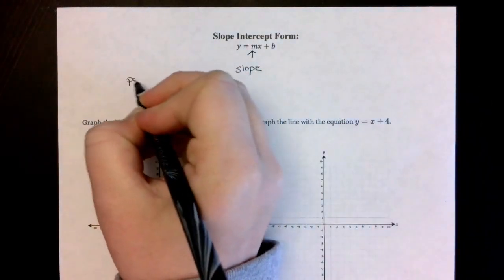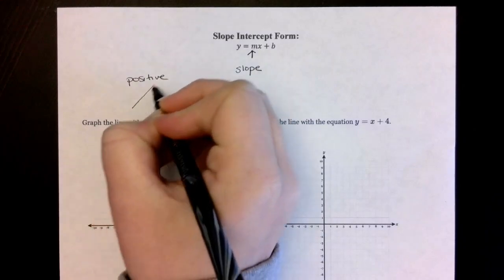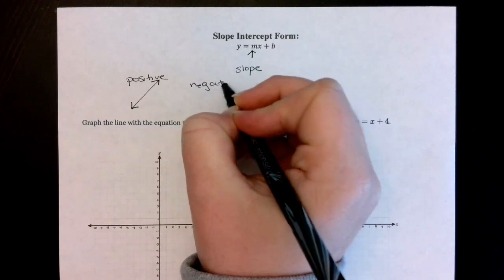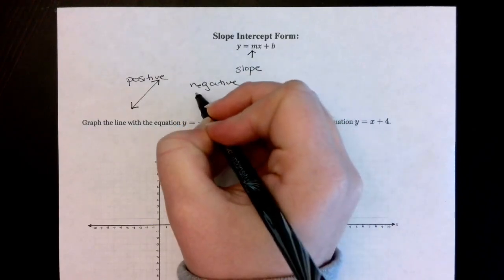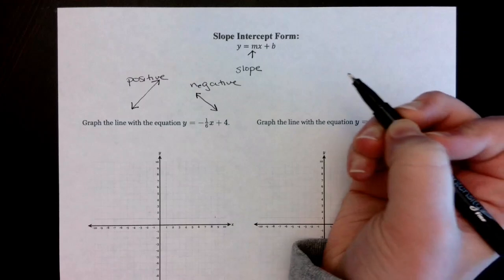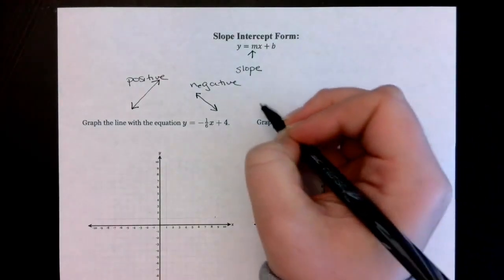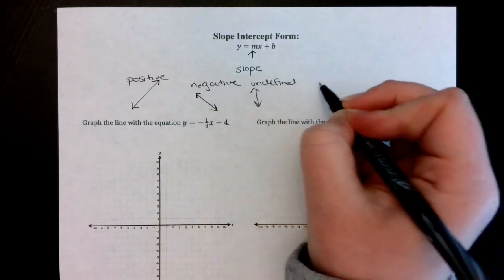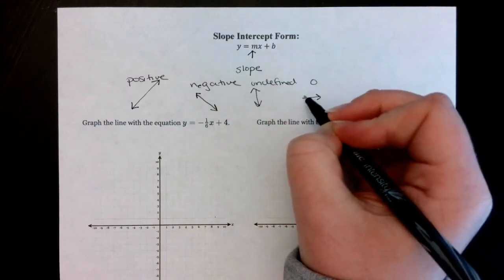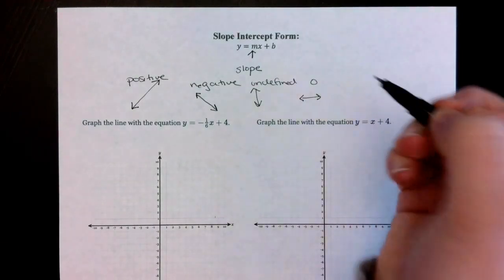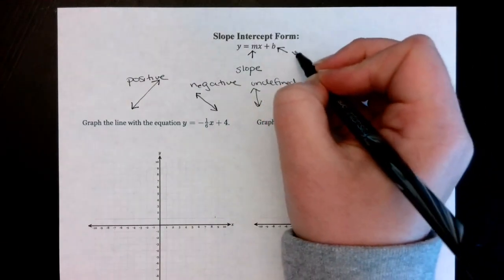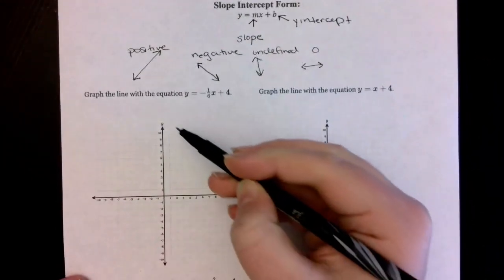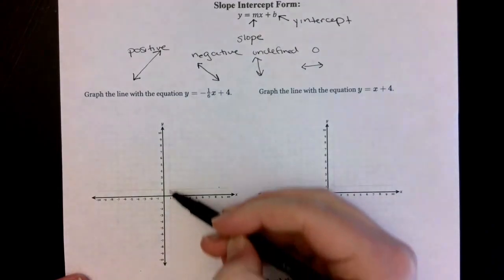Slope can be positive, which means your line is going upwards. Slope can be negative, which means it's going down. Slope can be undefined, which it won't be in this situation, but that just means it goes up and down. Or your slope can be 0, which means it's just a straight horizontal line. The b is the other thing that will change, and that's your y-intercept. Your y-intercept will fall on your y-axis.